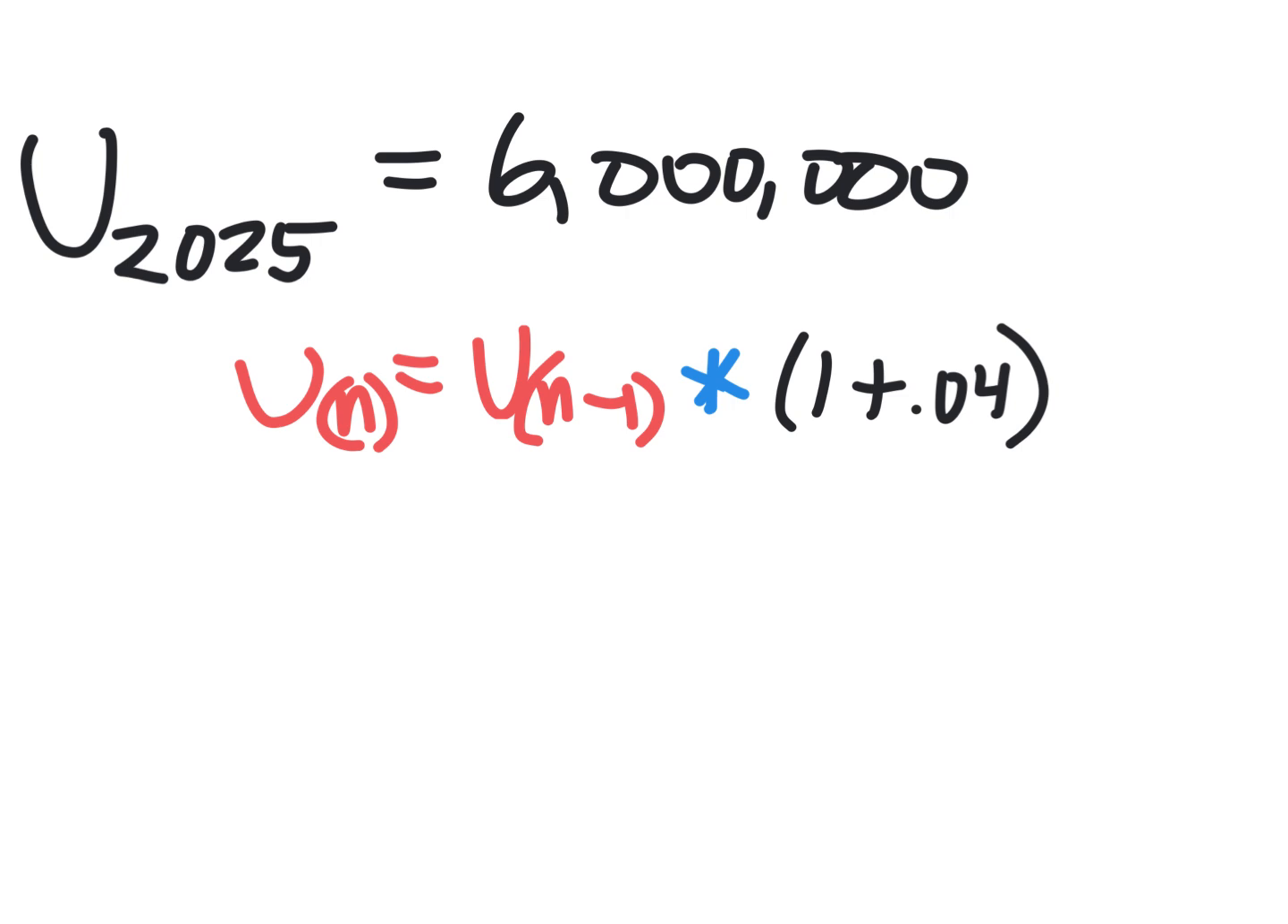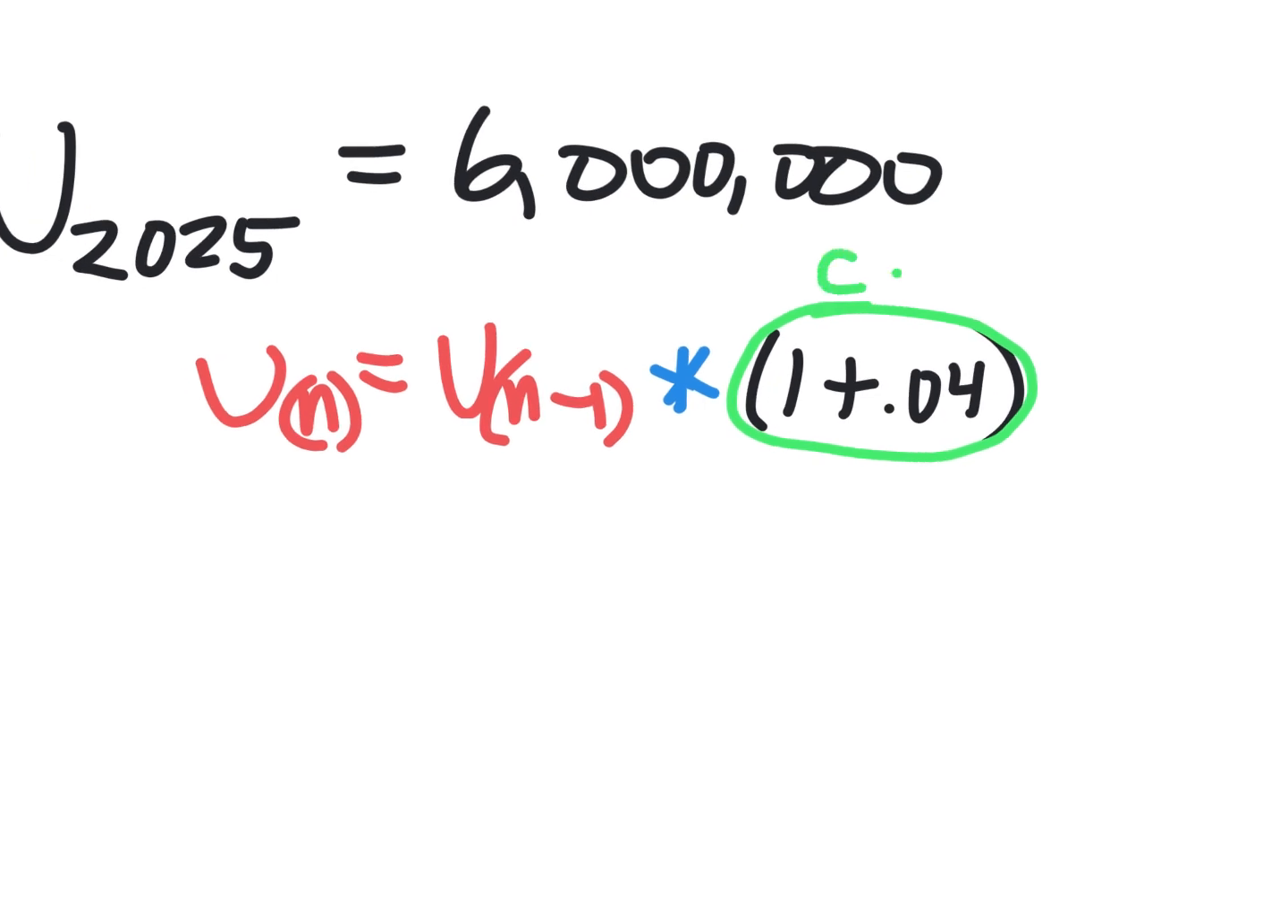What do you think the common ratio is? All right, then you're going to learn something. The common ratio is all of this together, called the CR, common ratio. All of that together is the common ratio. So 1.04 is the common ratio.